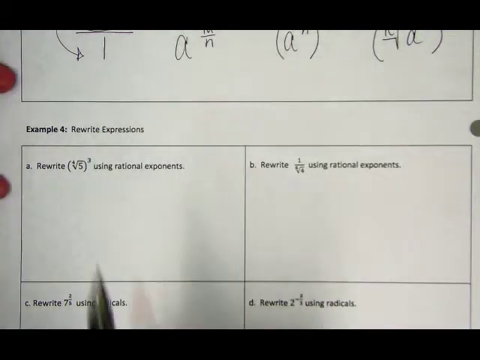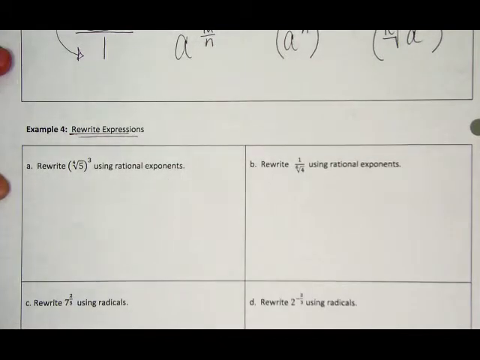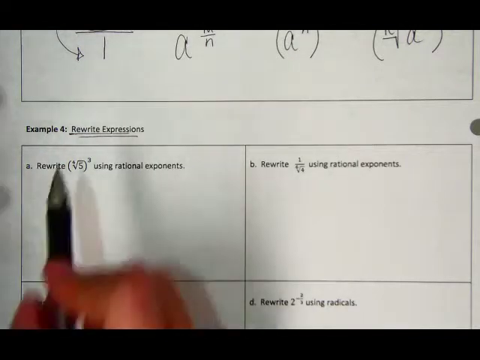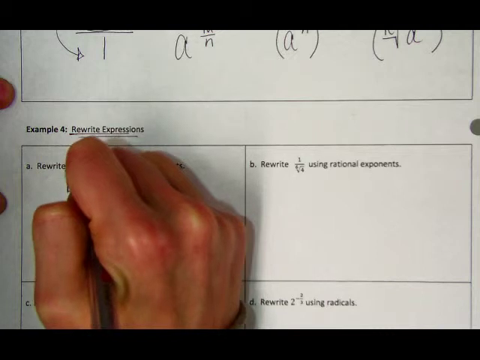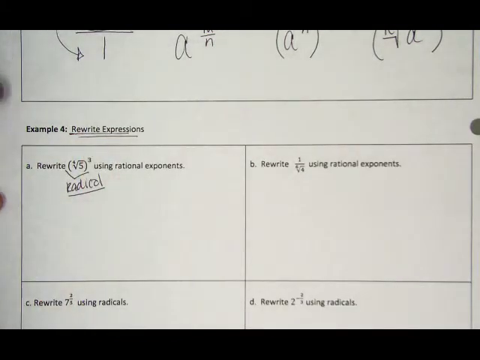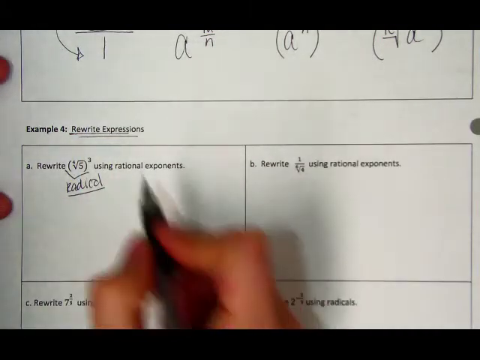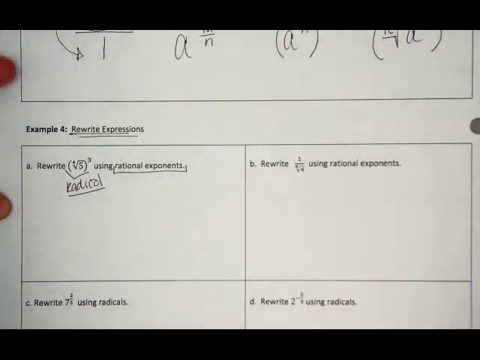In example 4, they want us to rewrite the expression. It's important for us to know our directions, and our directions are asking us to rewrite expressions here. So in letter A, we obviously have a radical form, and we want to change it and rewrite it into a rational exponent. So we want to take our radical form and change it into our exponent.